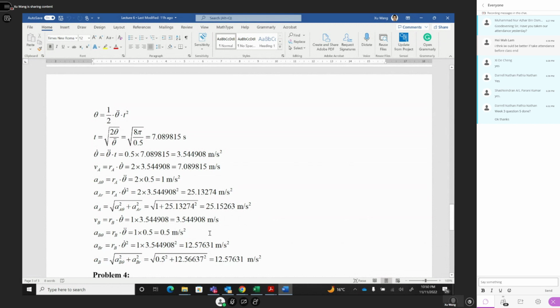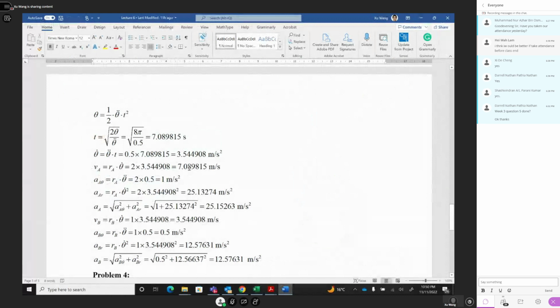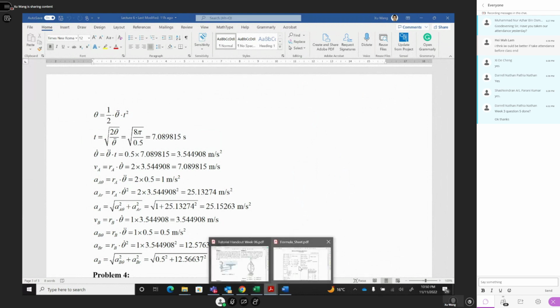And that's the answer. So we get 12.5 for point B, and point A is 25. 25 and 12. Yeah, 25, 12. And the speeds VA is 7, and B is 3.5. We match the results. Yeah, match the results. Okay, so we move to the next question.